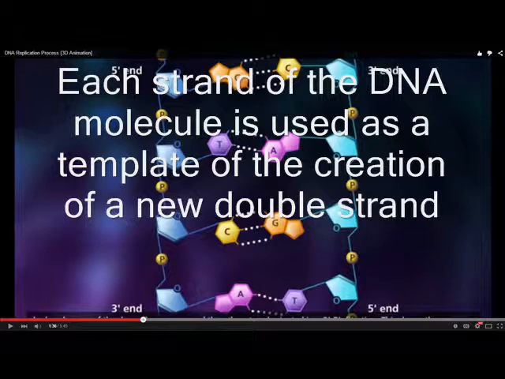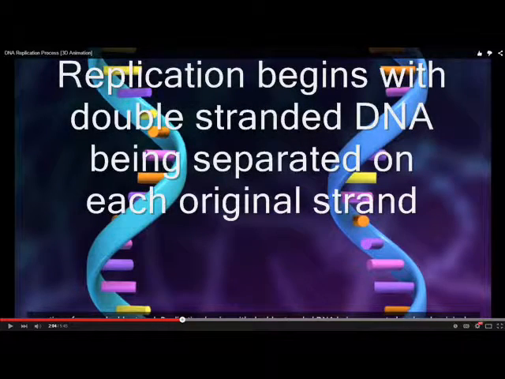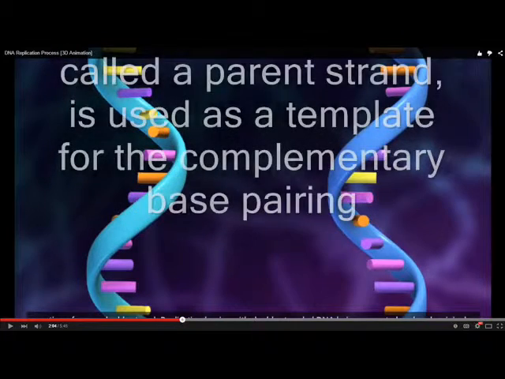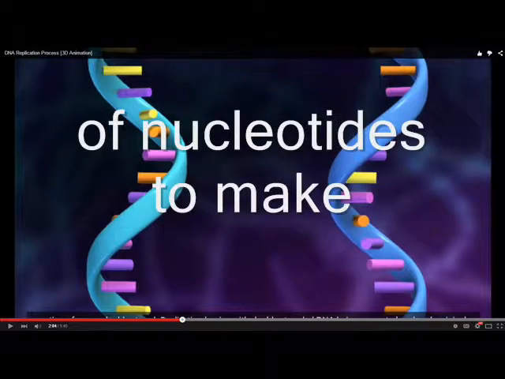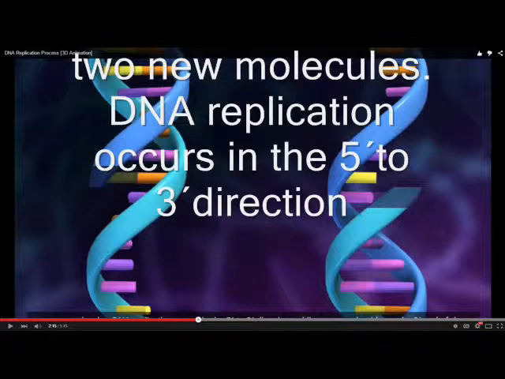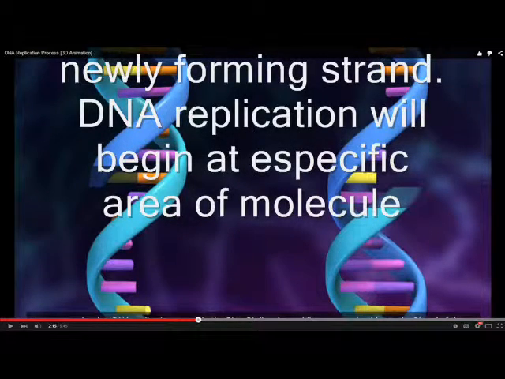Each strand of the DNA molecule is used as a template for the creation of a new double strand. Replication begins with the double-stranded DNA being separated. Each original strand, called a parent strand, is used as a template for complementary base pairing of nucleotides to make 2 new molecules. DNA replication occurs in the 5' to 3' direction, so new nucleotides are added to the 3' end of the newly forming strand.